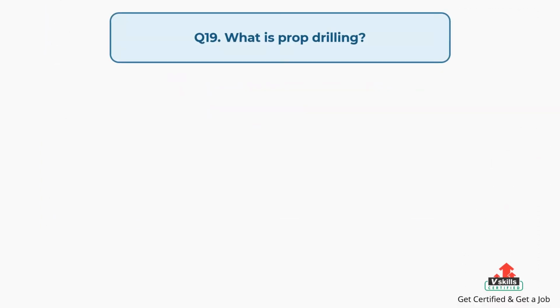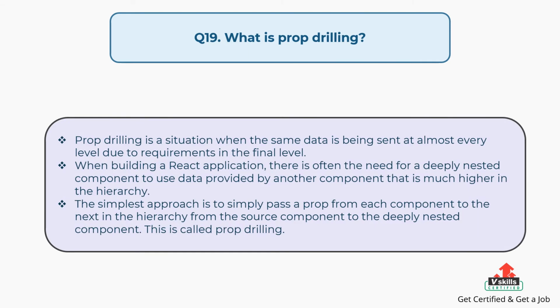Question number 19. What is prop drilling? The answer is: prop drilling is a situation when the same data is being sent at almost every level due to requirements in the final level. When building a React application, there is often the need for a deeply nested component to use data provided by another component that is much higher in the hierarchy. The simplest approach is to simply pass a prop from each component to the next in the hierarchy, from the source component to the deeply nested component. This is called prop drilling.